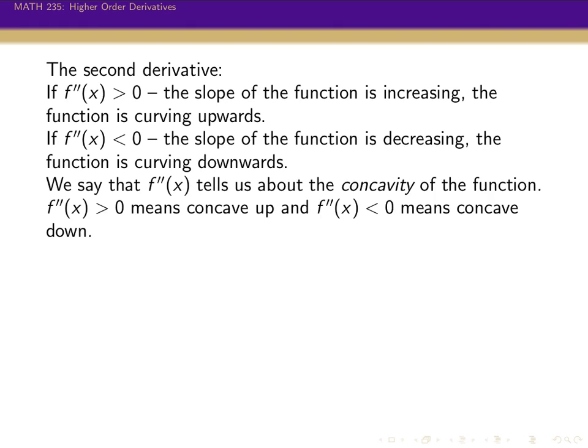So concave up, curving upwards, up like a cup. Second derivative negative means concave down, down like a frown.